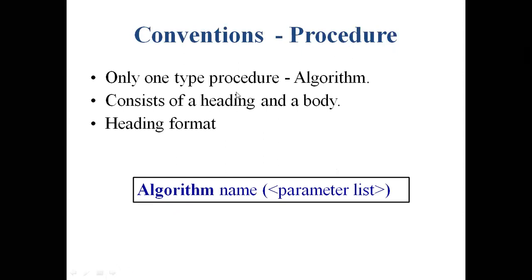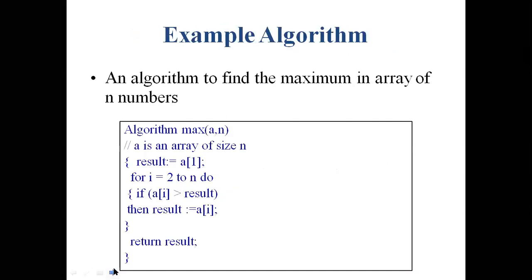So procedure is nothing but an algorithm; only one type of procedure we call an algorithm. For example, we have to write an algorithm to find the maximum in an array of n numbers. Actually this is not an algorithm itself, this is an algorithm represented in pseudocode format.